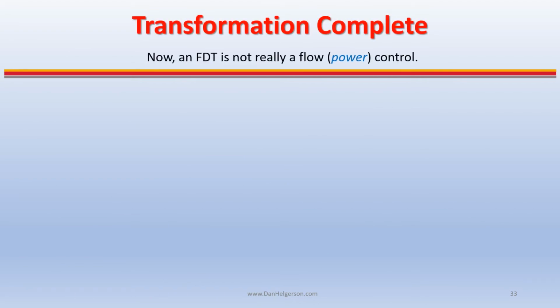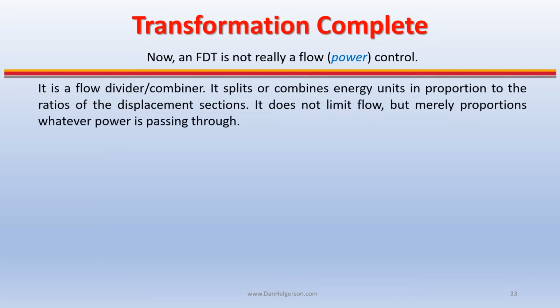Transformation complete. Now, an FDT is not really a flow or power control. It is a flow divider combiner. It splits or combines energy units in proportion to the ratios of the displacement sections. It does not limit flow, but merely proportions whatever power is passing through.